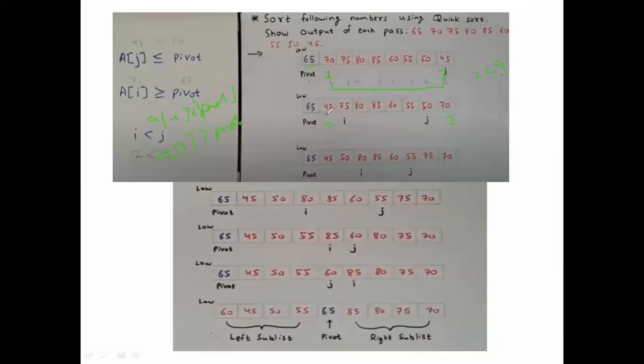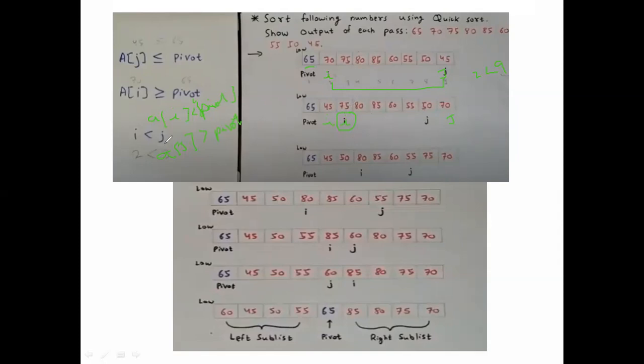Now the i value is 45, index is 2, and the j value is 70. First check i less than pivot. 45 is less than pivot, so increment i by 1. Here the i value is 75, greater than pivot, so the condition is false. i stays here only. After false only, move to the next condition.